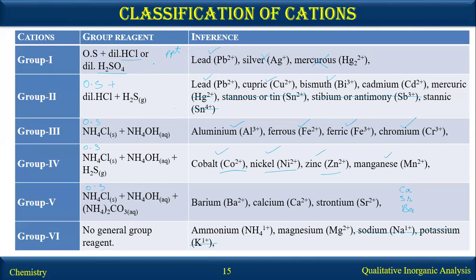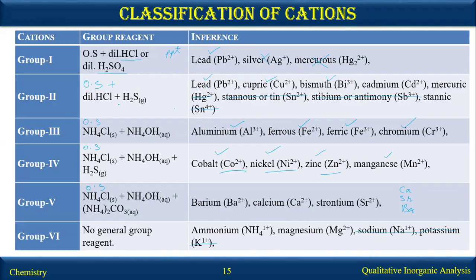Because the reason behind the precipitation reaction is the solubility product, and the solubility product of lead iodide is higher. That's why sometimes lead cannot be identified in group 1. So you can identify lead in group 2.